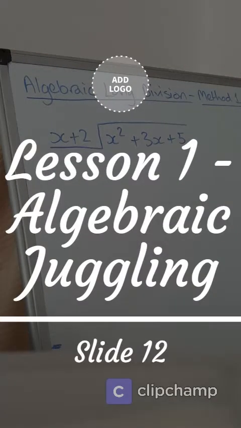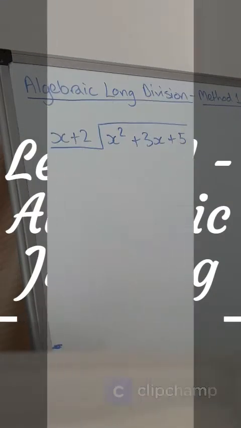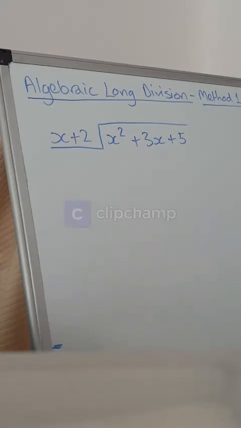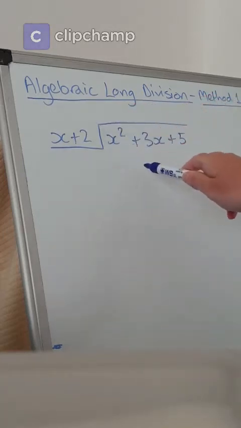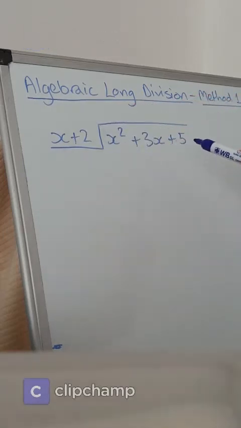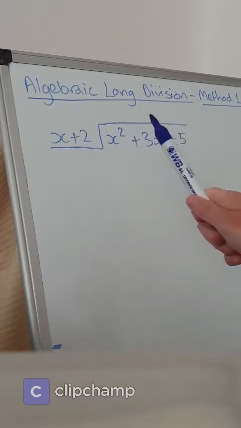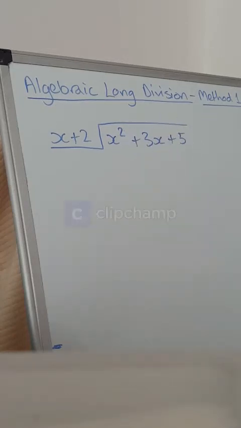Okay, so if we look at method 1, which is using algebraic long division, we would start off as so. We want to see how many times x plus 2 divides into x squared plus 3x plus 5. And you can see that I've changed it from a fraction into a division sum here.